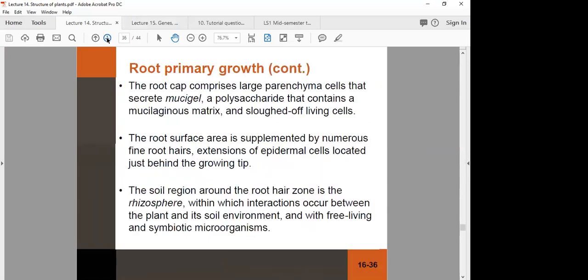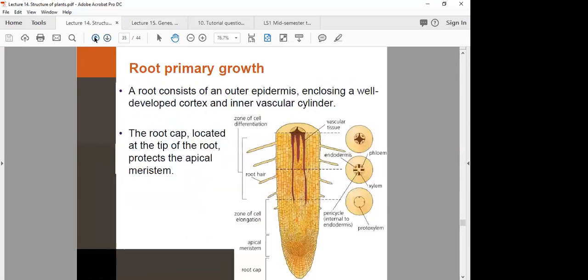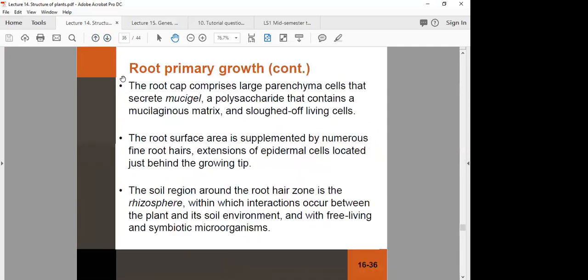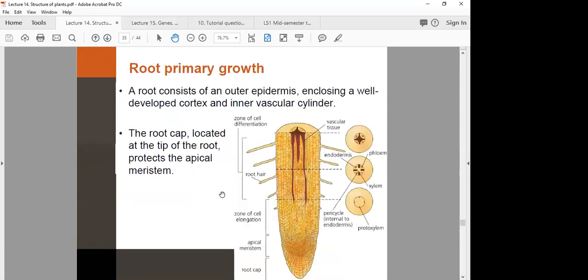All right, so there's roots. I think we've covered all this. Yep. All right, so let's just recap and add a bit to that. So the root cap. Let me go back. Remember the root cap, this group of cells here.